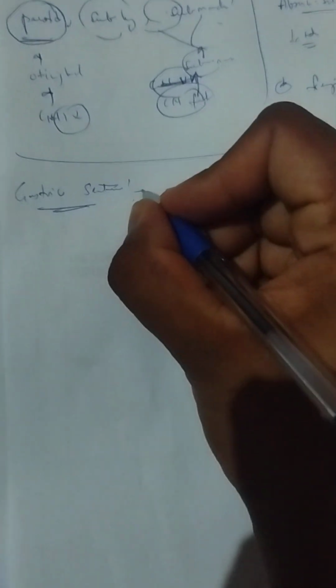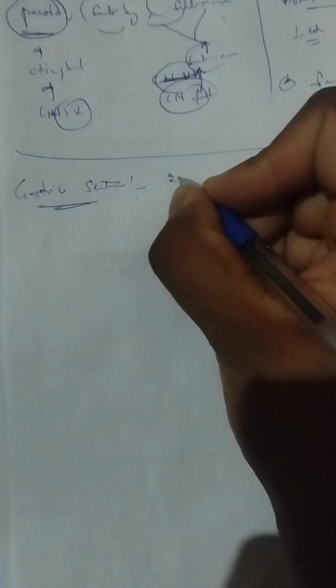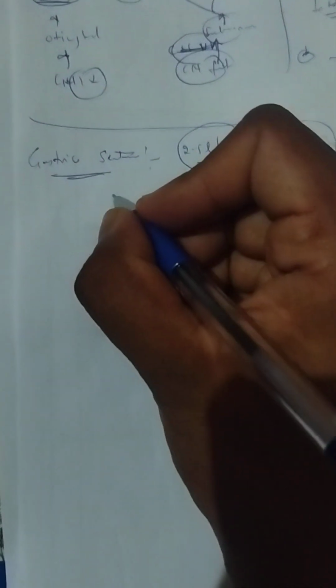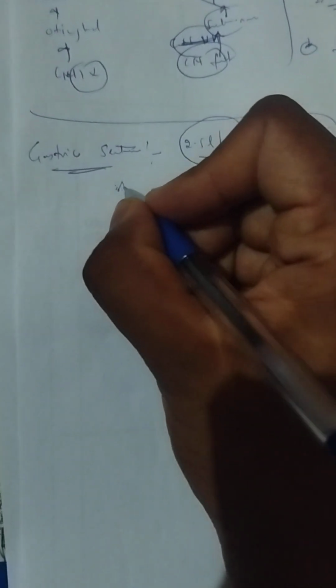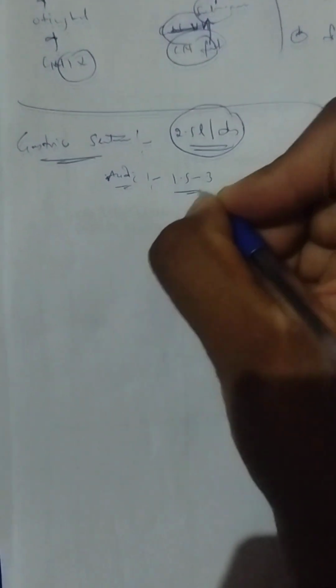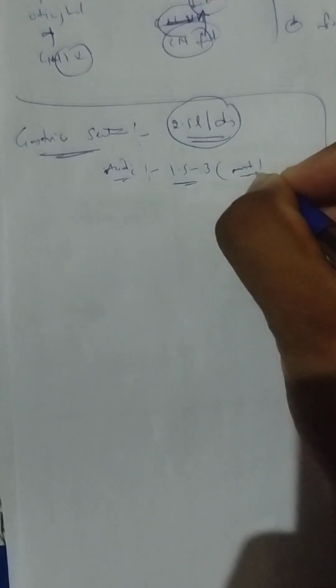Next, after the saliva, coming to the gastric secretions. The daily volume of gastric secretions is 2.5 liters per day. Since these secretions are acidic in nature, the pH will be around 1.5 to 3. These are the most acidic secretions because of the presence of hydrochloric acid.